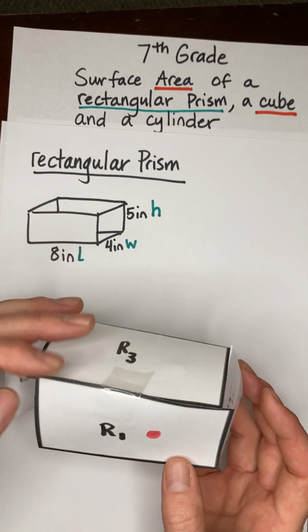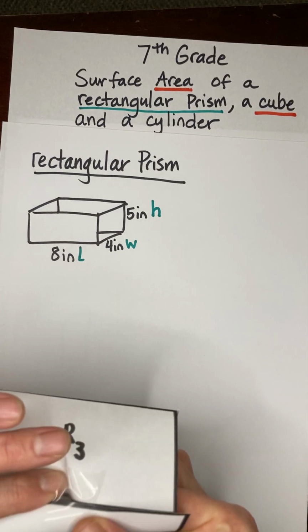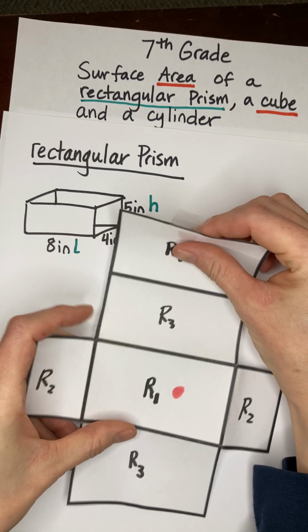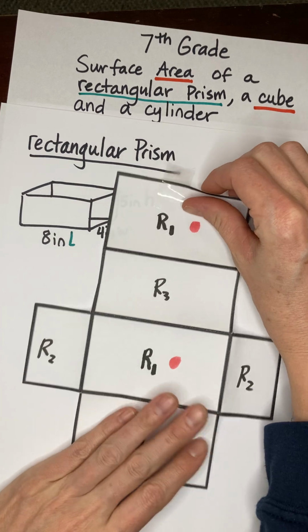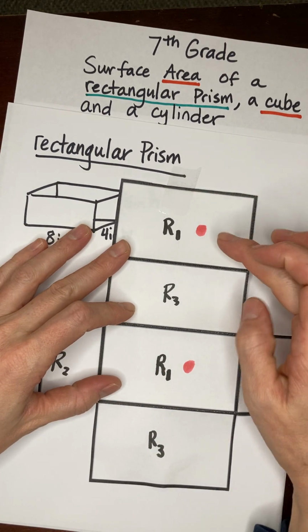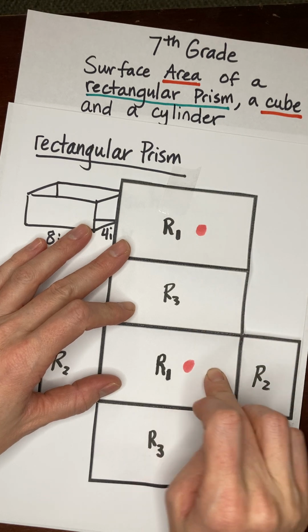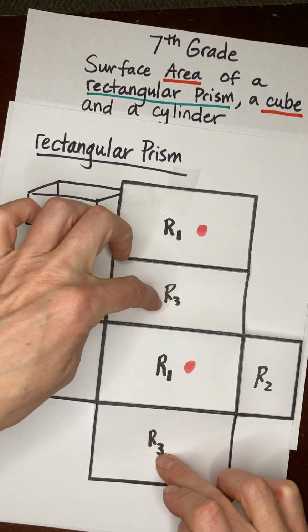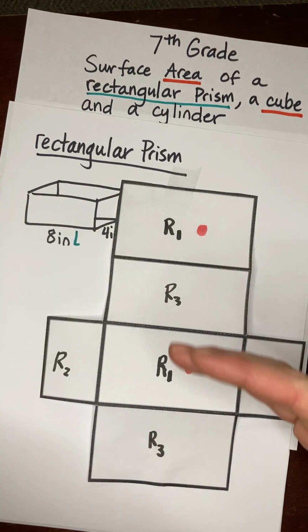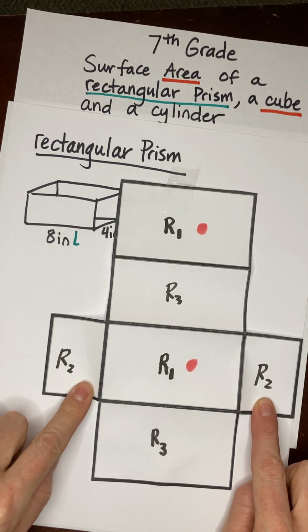All right, let's unfold this to see what we've got. So if we unfold our shape here, we have our top and bottom like R1, right? These are the same rectangle. R3, these are also the same. These are my sides, or my front and back, sorry. And then my end pieces are my R2, they're the same.